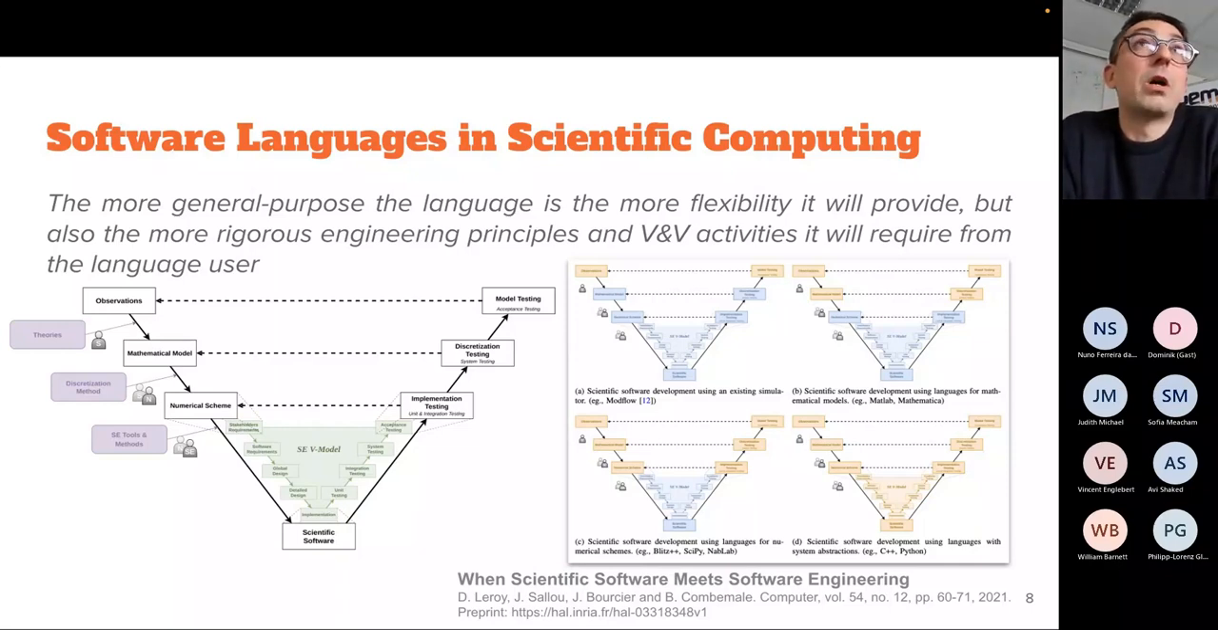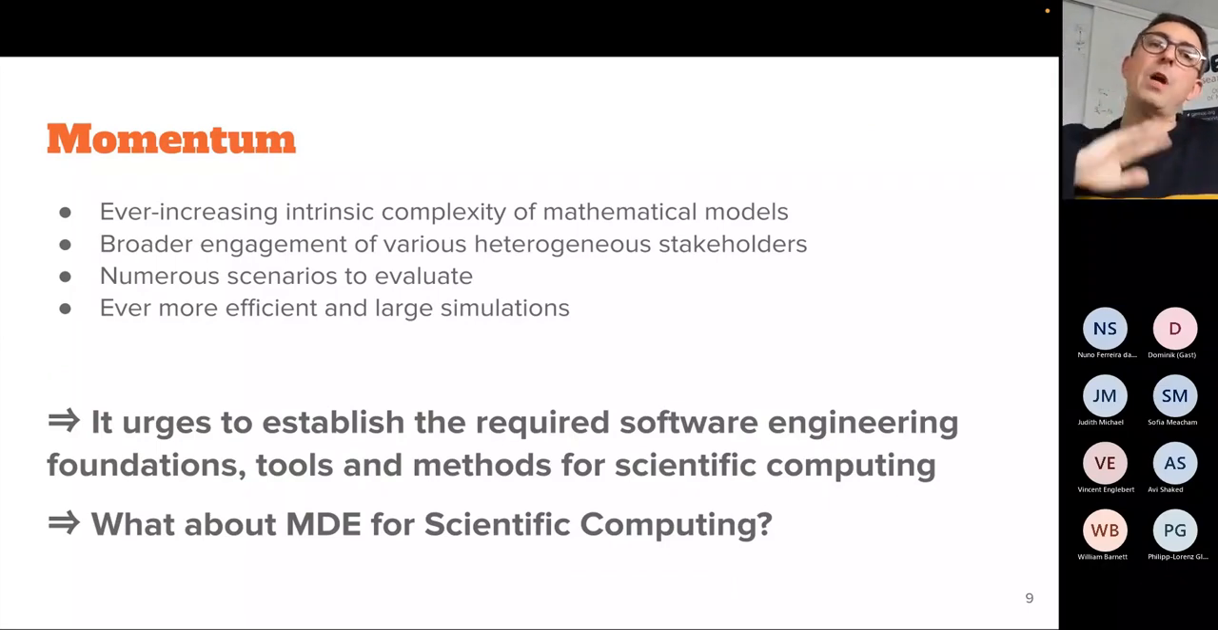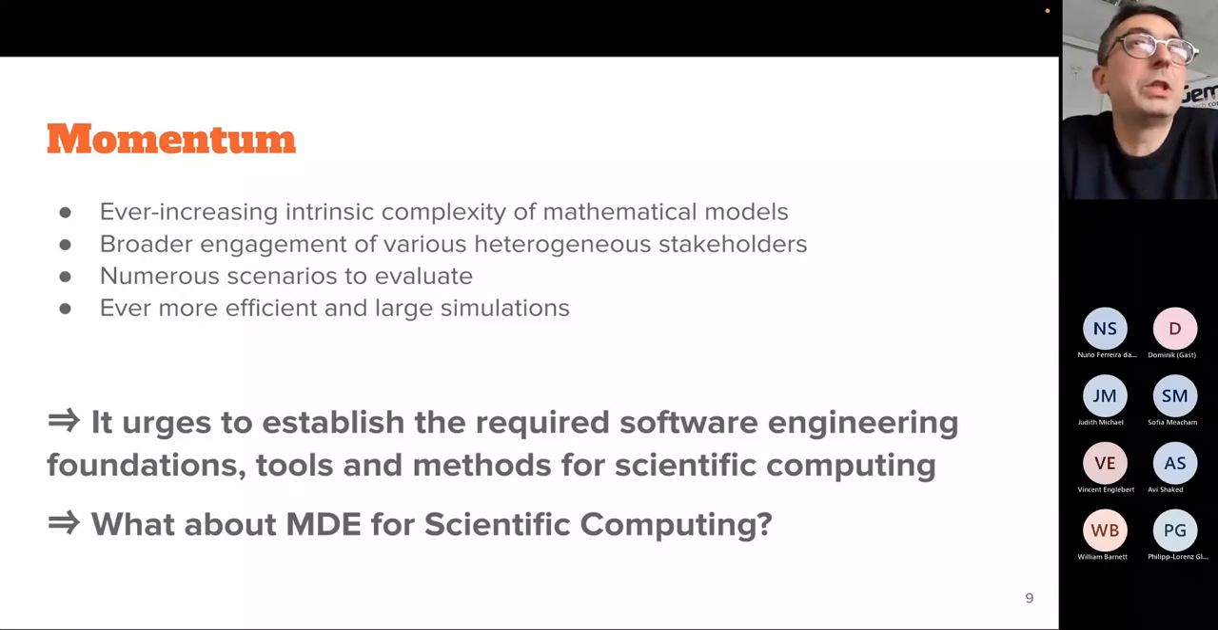So if we provide, for example, a DSL, a modeling language that can be used directly at the numerical scheme level, of course, we need to ensure some guarantees about how this numerical scheme will be implemented in terms of concurrency, memory consumption, and so on. So it's really a trade-off between the level of abstraction of the software language that we are providing and the responsibility of both the language user and the language provider. So, in terms of conclusion, the current momentum is that we have an ever-increasing intrinsic complexity of mathematical models.